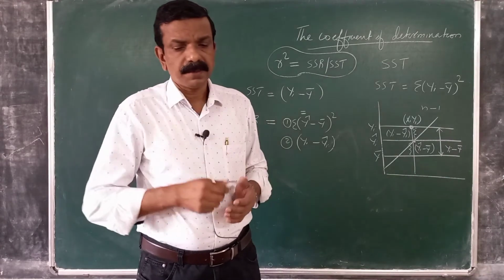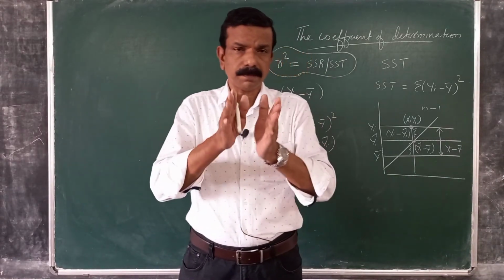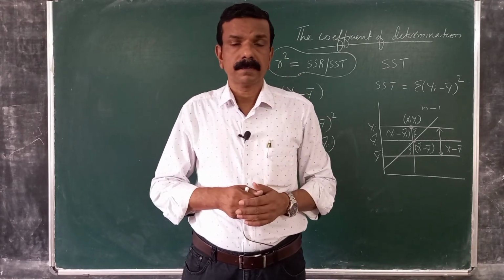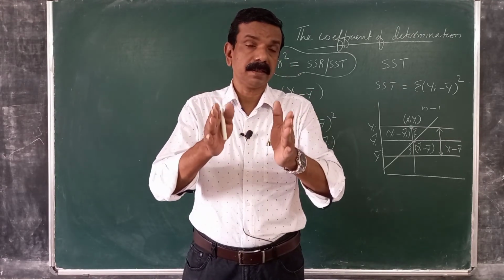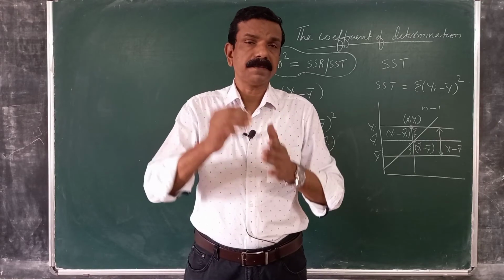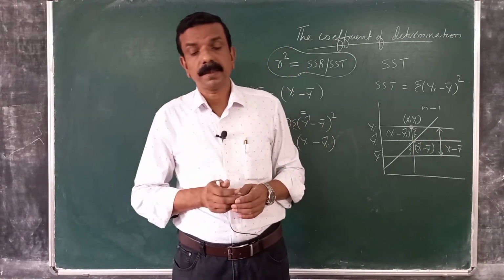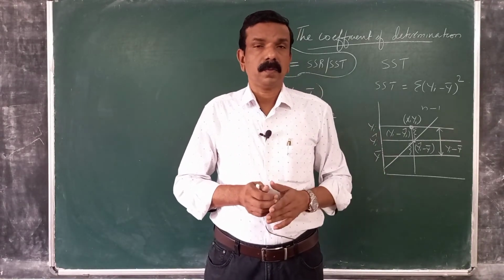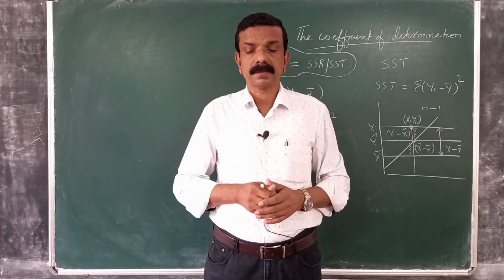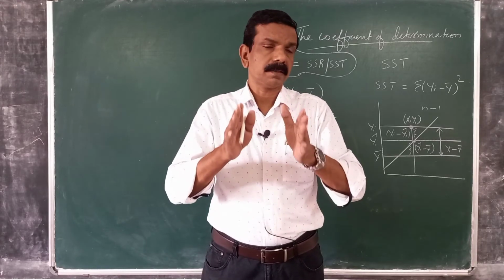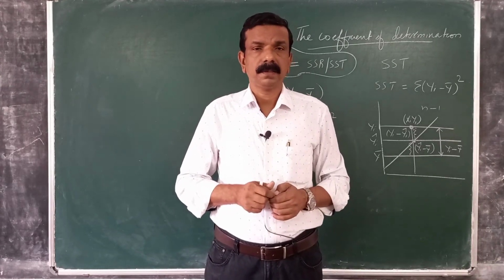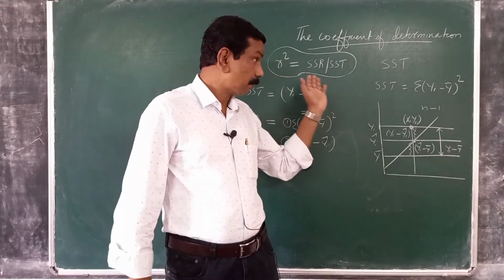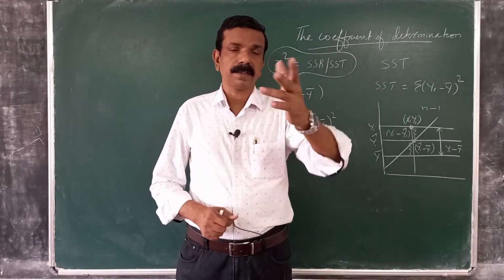The coefficient of determination is the proportion of the variation in the observed values of the response variable explained by the regression, or the percentage of the variation in y explained by x. That is the definition of the coefficient of determination, not variance.